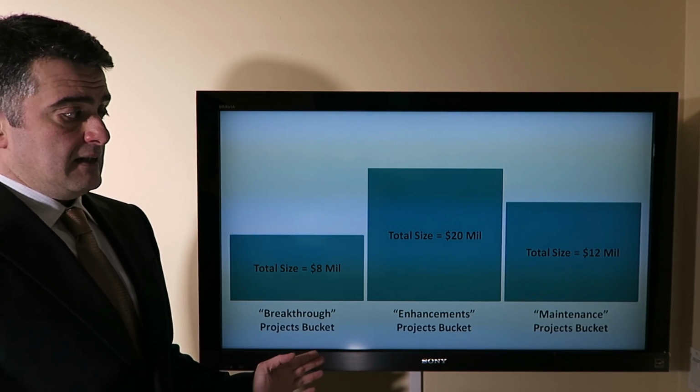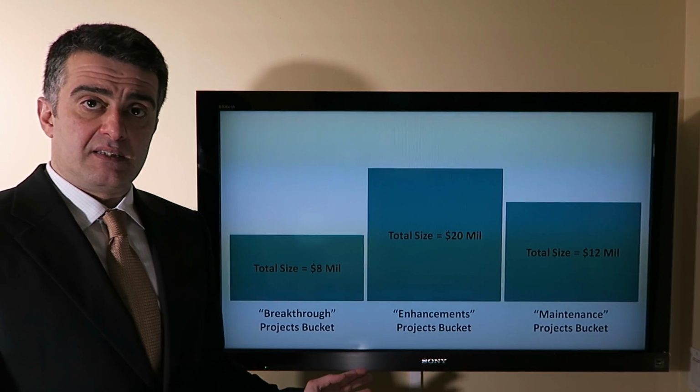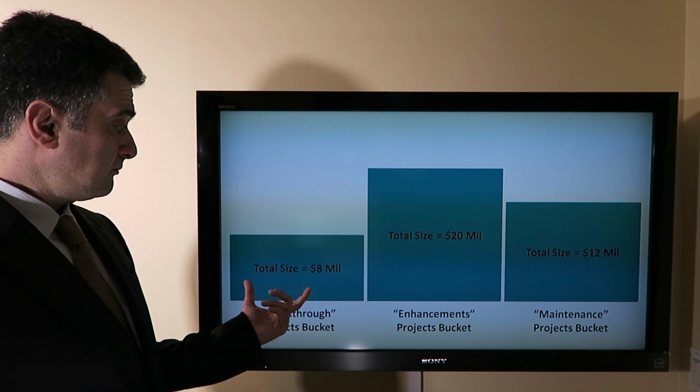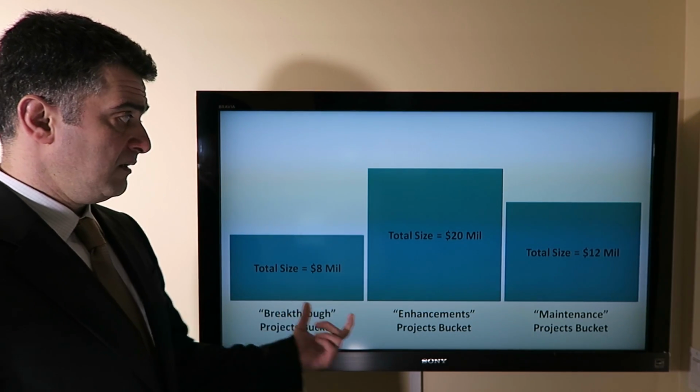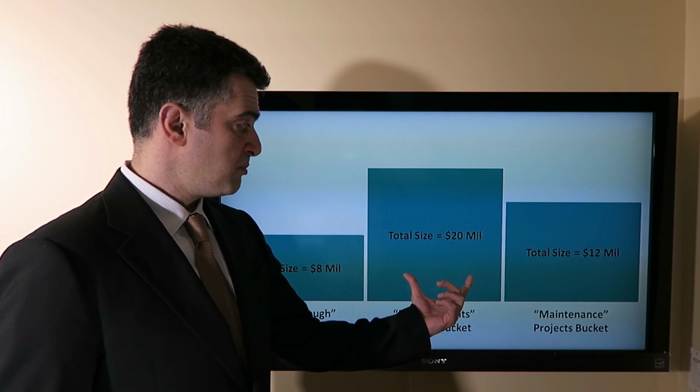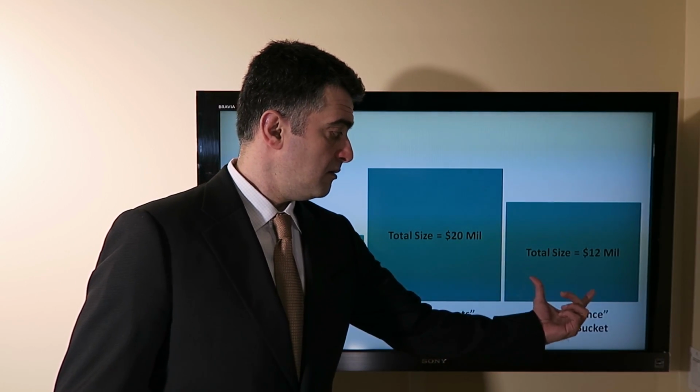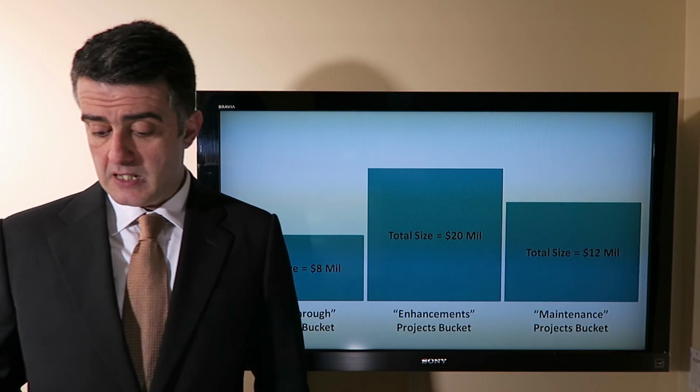This slide is shown to visualize the buckets that the company assigned. Breakthrough projects, $8 million. Enhancement projects, $20 million. Maintenance projects, $12 million. So what do we do?